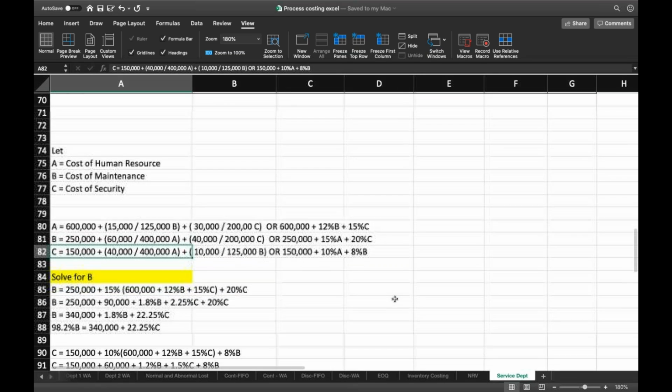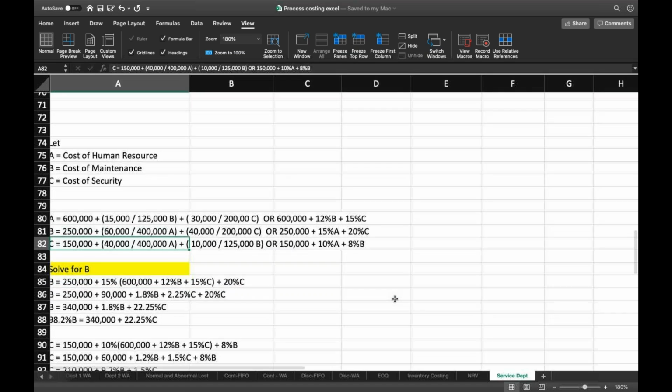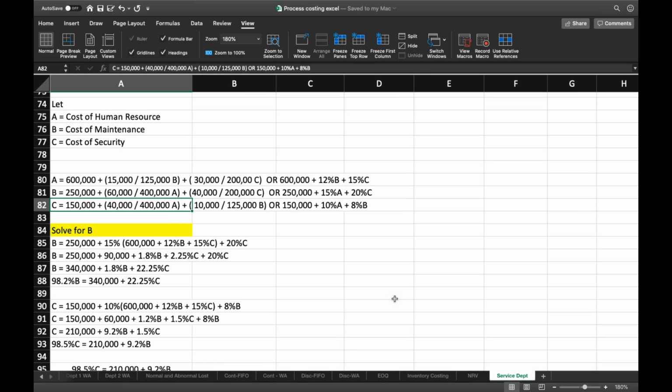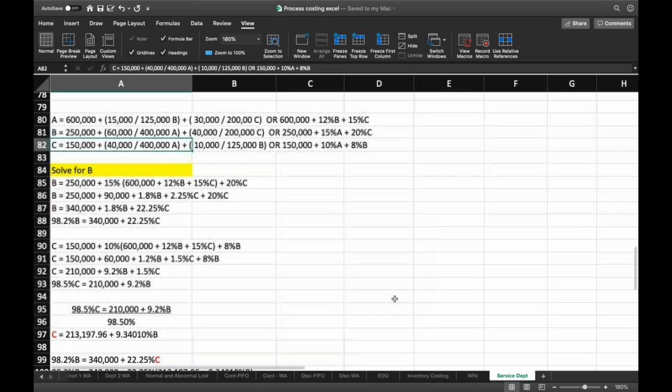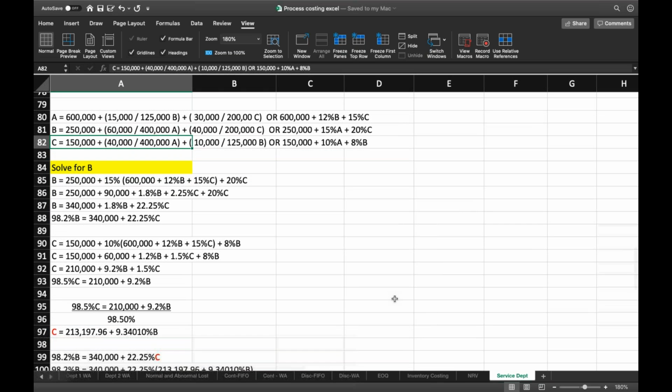Okay, now let us compute for the true cost. We can start from any letter that you want, A, B, or C. We will arrive at the same answer even if we start from any letter. You just have to simply follow the procedure. So for this one, we will solve for B first. I'll give you a hint of what to do if you want to start from any other letter, but you should arrive at the same amount.